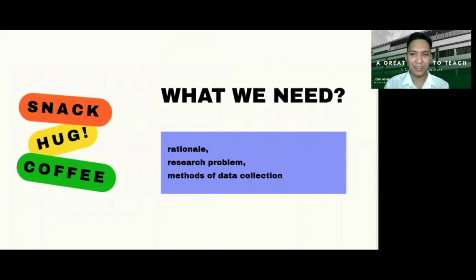What do we need first in determining what to include in the systematic RRL? First, we have to include the rationale, research problem, and methods of data collection. To reduce bias, the rationale, the problem, and the methods of data collection are prepared before the review and are used as a guide for performing the process.